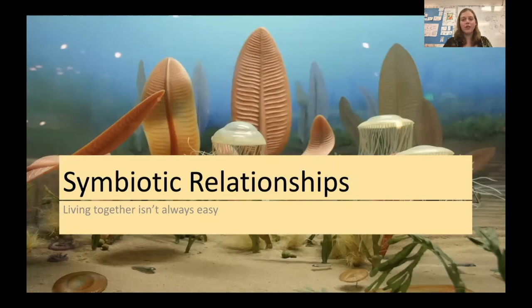Everybody, today we're kicking off our populations and communities unit, and we're going to start with symbiotic relationships. Sym means together and bio means life. So these are relationships where two organisms are going to live and work together, and there's different types of symbiotic relationships that we're going to investigate.